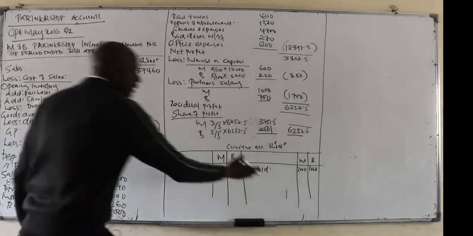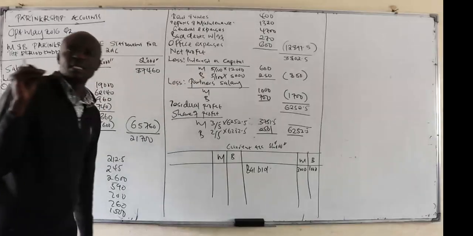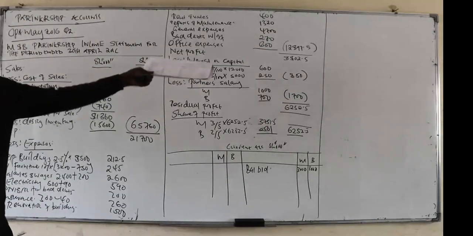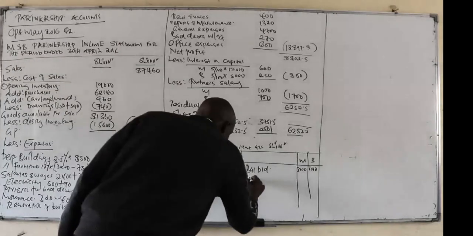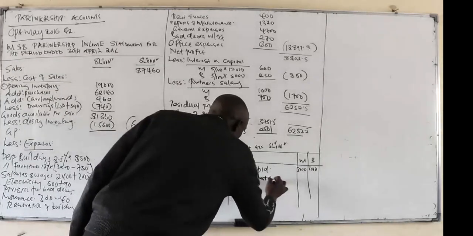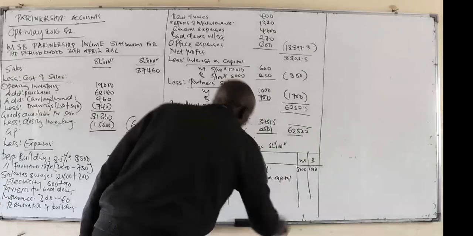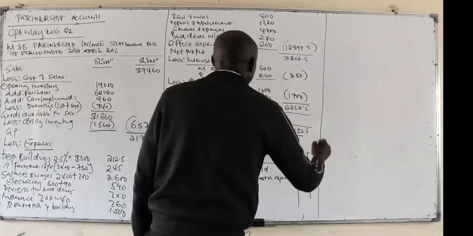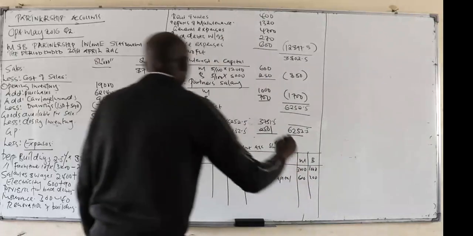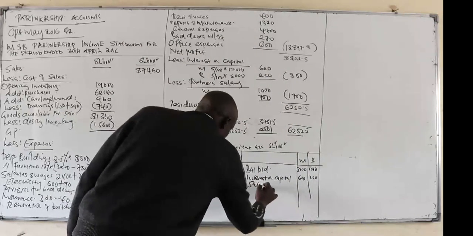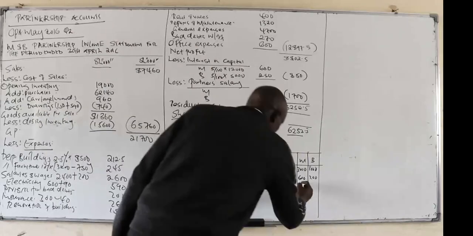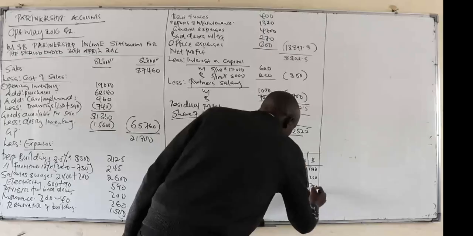So this side, we said you record the gains the partners receive from the partnership. What are the gains? Interest on capital. That is the first one. You write your interest on capital. For Maria it was how much? 600. And for Bakari, 250. Then there is partner salary. Maria, 1,000. And the other one?